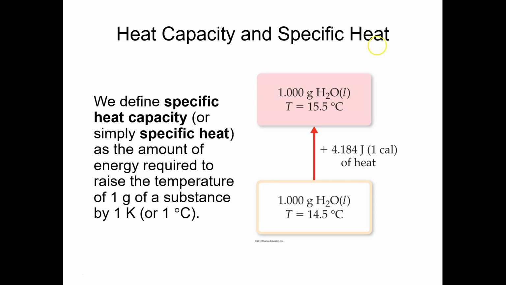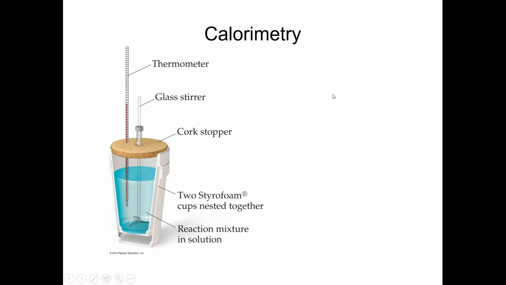Right, so we have specific heat capacity, or specific heat, as being the amount of energy required to raise the temperature of a gram of something by 1 degree Celsius. For example, here they're given the example again of water. If I've got exactly 1 gram of water at 14.5 degrees Celsius, and I put in 1 calorie, or 4.184 joules of heat, I raise its temperature to 15.5 degrees Celsius.